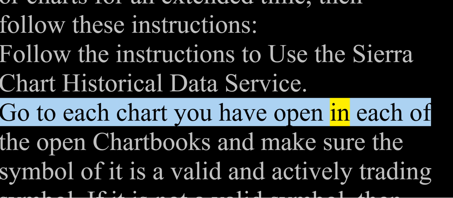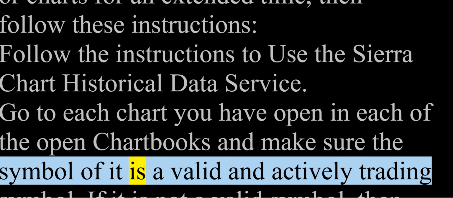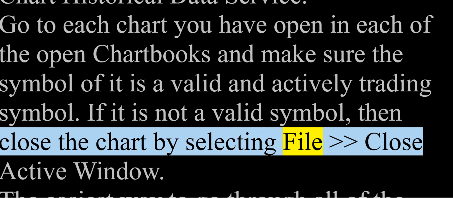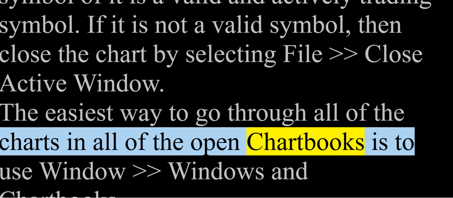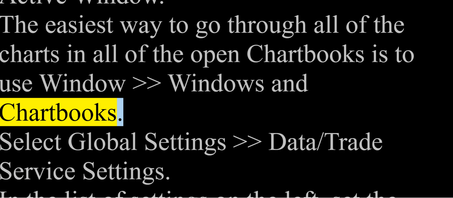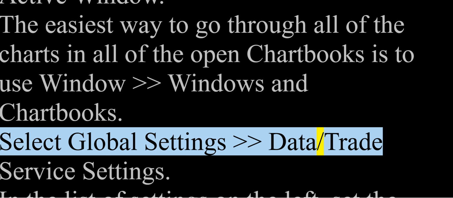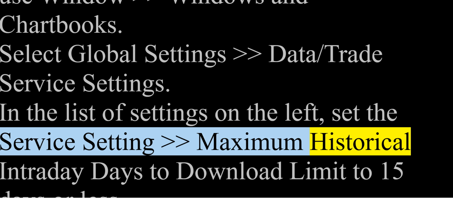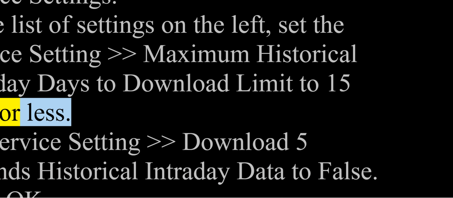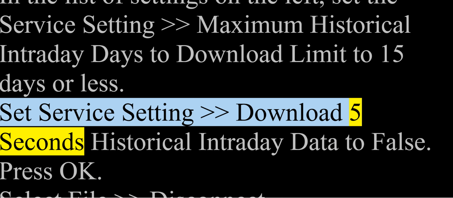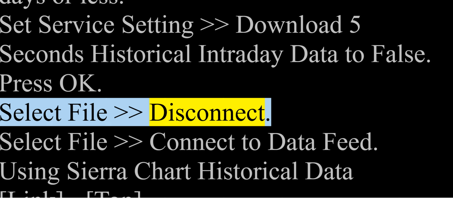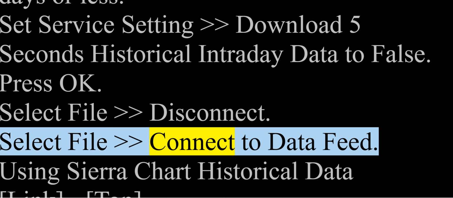Go to each chart you have open in each of the open chart books and make sure the symbol of it is a valid and actively trading symbol. If it is not a valid symbol, then close the chart by selecting File, Close Active Window. The easiest way to go through all of the charts in all of the open chart books is to use Window, Windows and Chart Books. Select Global Settings, Data/Trade Service Settings. In the list of settings on the left, set the service setting Maximum Historical Intraday Days to Download limit to 15 days or less. Set service setting Download 5 Seconds Historical Intraday Data to false. Press OK. Select File, Disconnect. Select File, Connect to Data Feed.